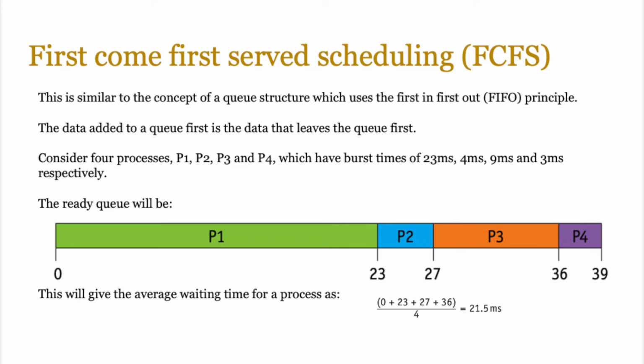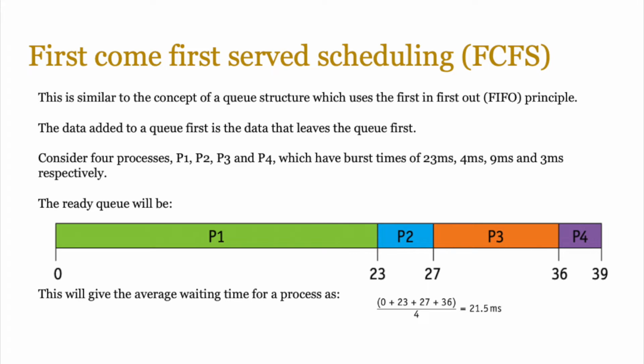Now this is similar to the concept of a queue structure, which uses the first in, first out principle. Data that is added to a queue first is the data that leaves the queue first. So we've got 4 processes here, P1, P2, P3, and P4. We're going to be using these in the remaining algorithms as well. And they have a burst time of 23 milliseconds, 4 milliseconds, 9 milliseconds, and 3 milliseconds respectively. What that means is that this is the amount of time they need on the CPU.